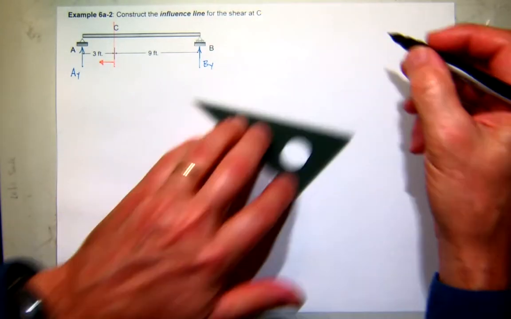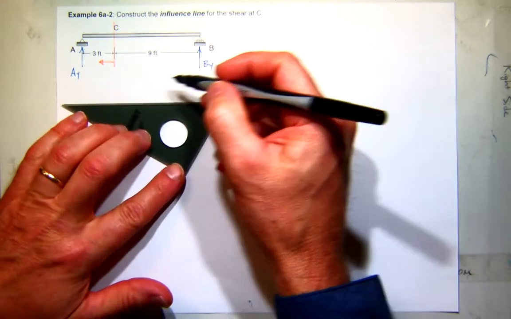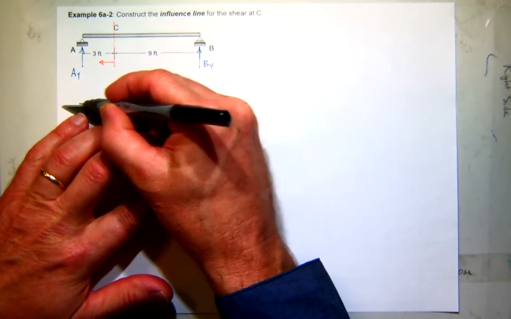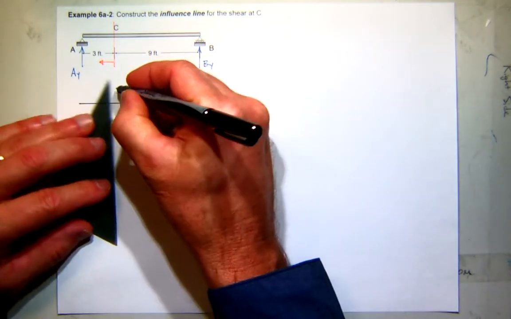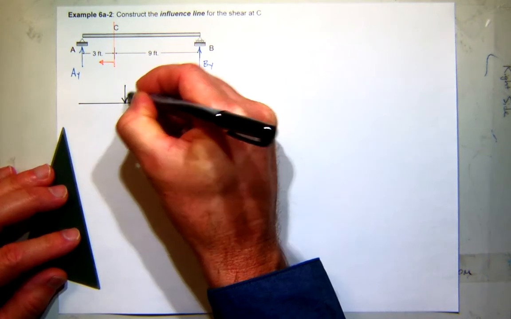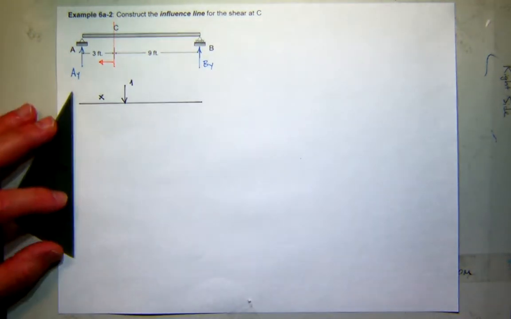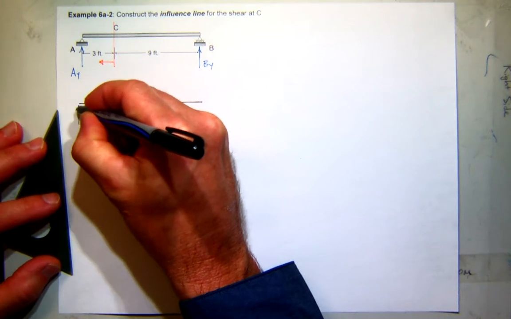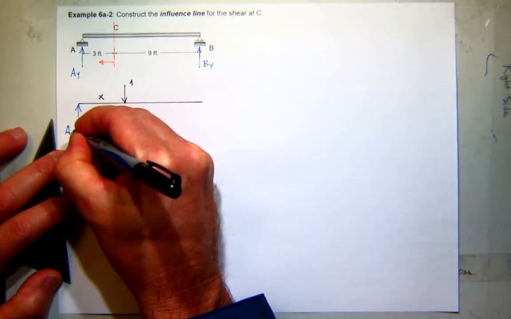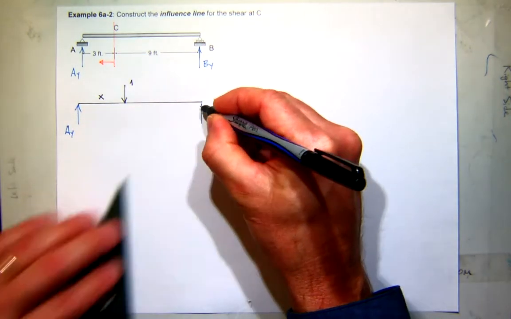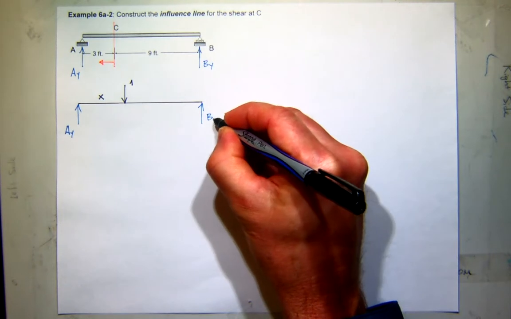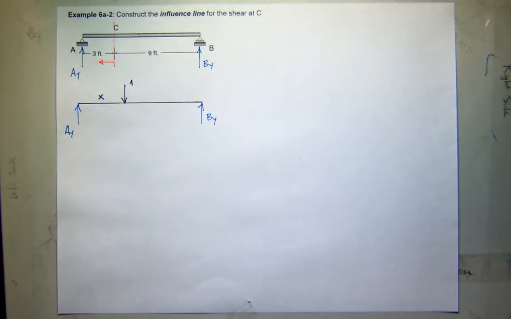So what I'm going to do is draw again my free body diagram. I'll put my unit load at some distance x from the left. And I've got AY and BY. Now, how am I going to find AY?